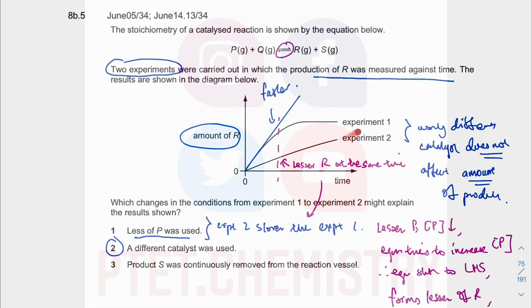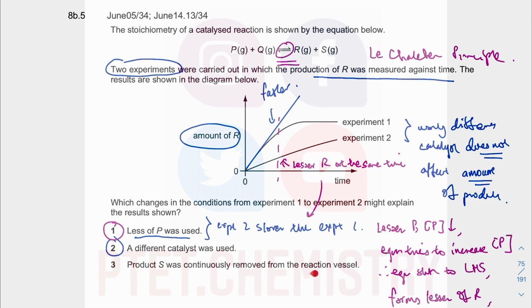Okay, so you get lesser R at a unit time compared to experiment 1, but it doesn't mean that you won't get the same amount of R at the end of the reaction. Okay, if you use a different catalyst, but this is not talking about catalyst, it's saying less of P was used, so you get lesser R as a result of the equilibrium position shifting since you are in equilibrium. Le Chatelier principle. So this question is a bit confusing. Yeah, these are different conditions that can explain the result.